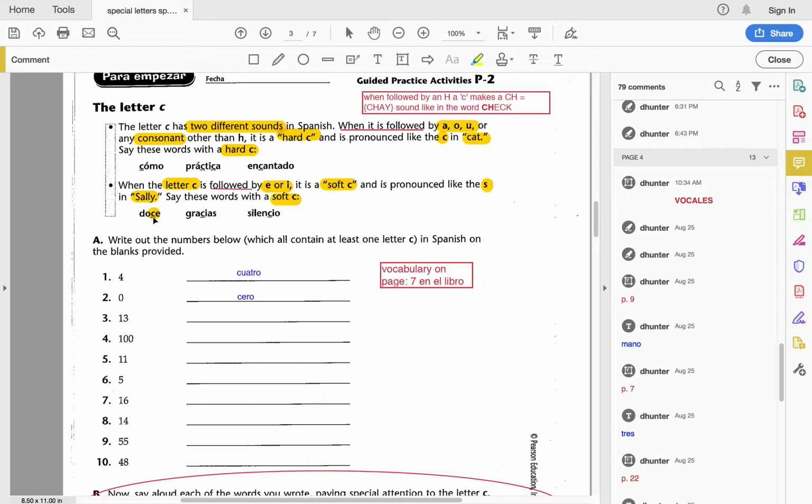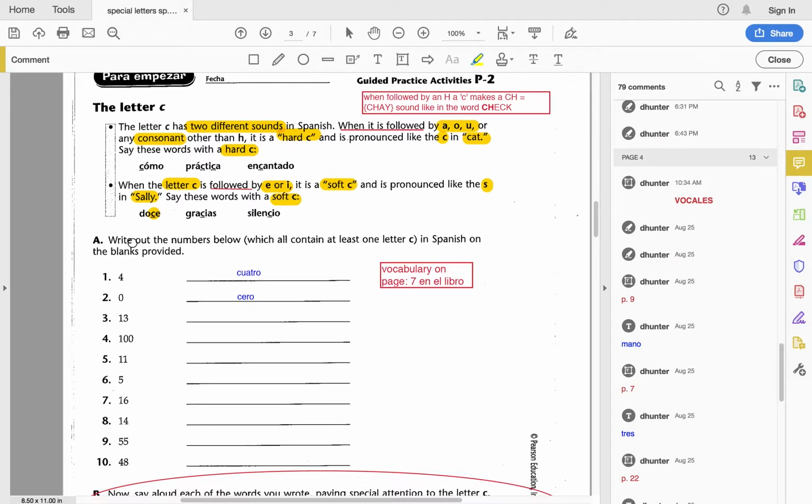These words all have that Sally S, that slithery snake S. Doce, gracias, y silencio. Those three words all wear that soft C, and they wear it because they're followed by an I or an E. E or I. Bien?